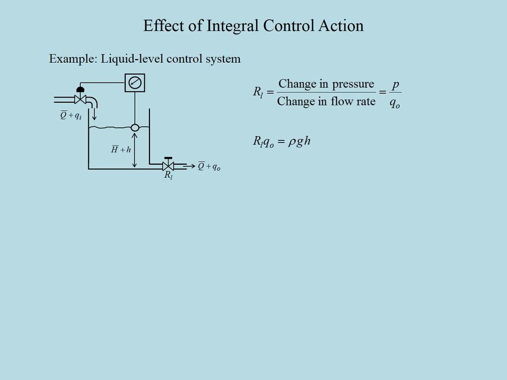So RL times Qo will be the hydrostatic pressure of the liquid in the tank, that is given as rho gh, rho being the density of the liquid and g being the gravitational acceleration. Qo can be written as rho g over RL times h, and for notational simplicity we are going to denote rho g by RL as 1 over R. The change of the volume of the liquid in the tank can be expressed in two different ways.